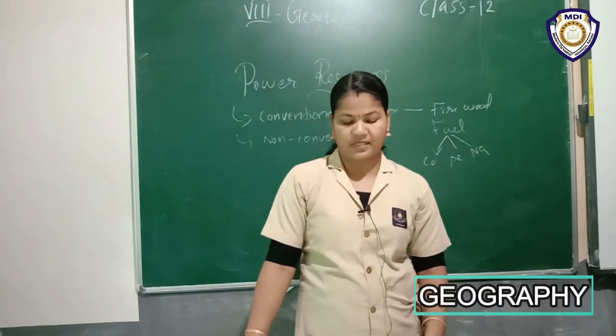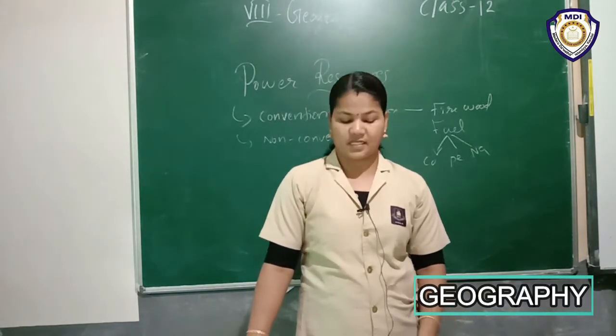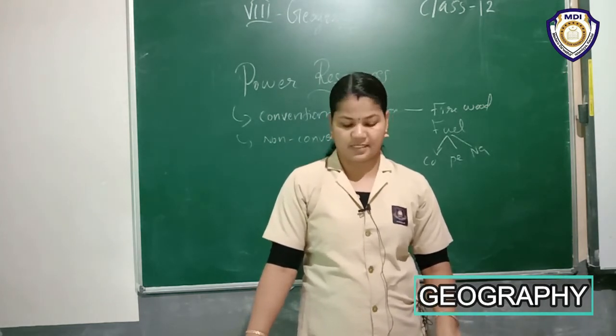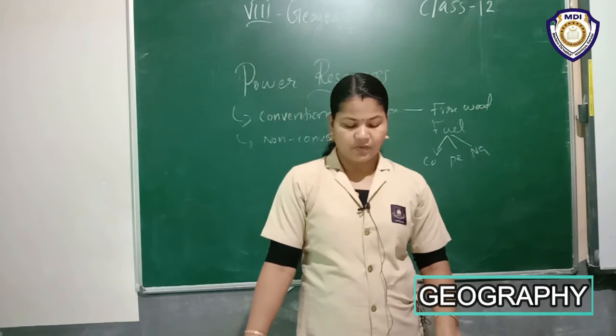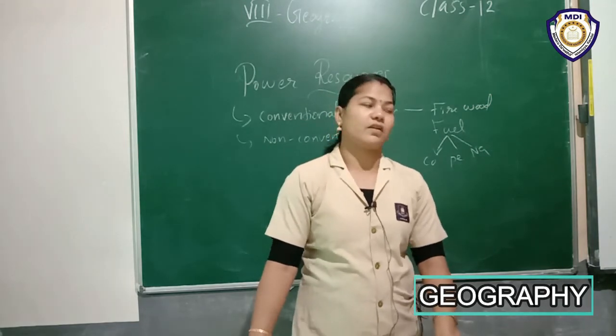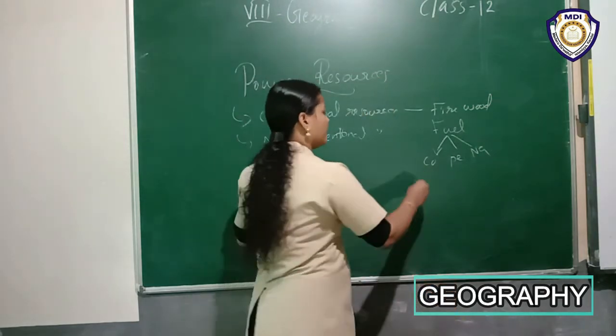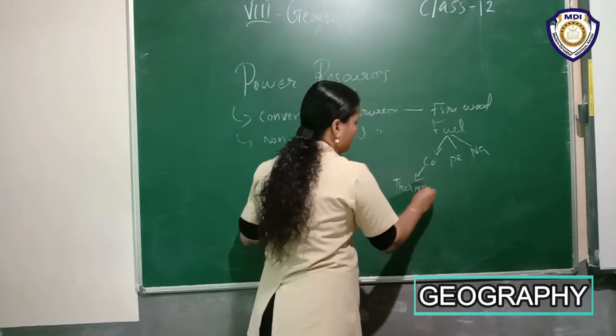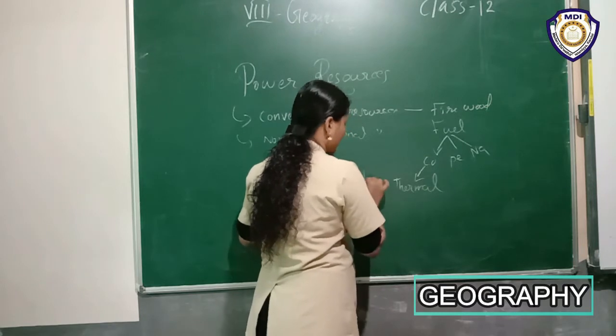At the same time it is used in industries. Which type of industries? Iron and steel industries, then steam engines, and to generate electricity. Electricity from coal is called thermal power.